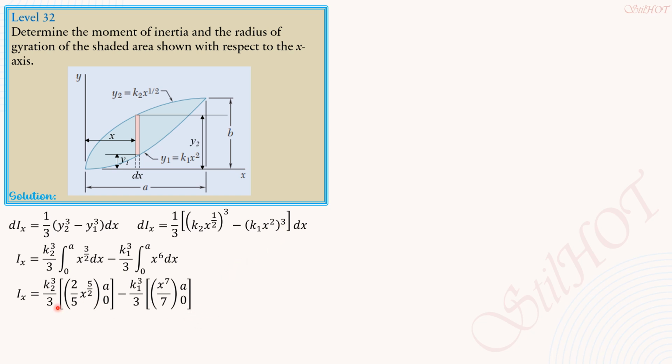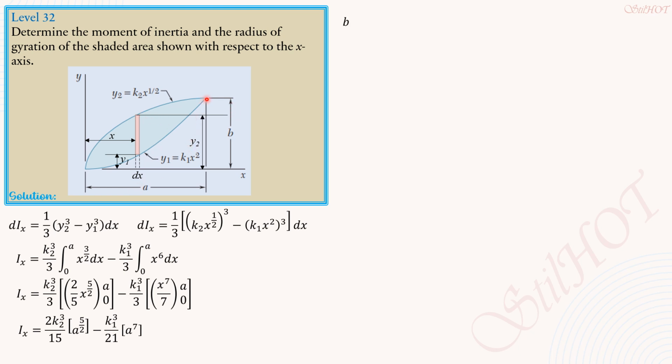Substituting values, Ix is 2k2 cube over 15 a to the 5 halves minus k1 cube over 21 a to the 7. Then let's evaluate k1 and k2.